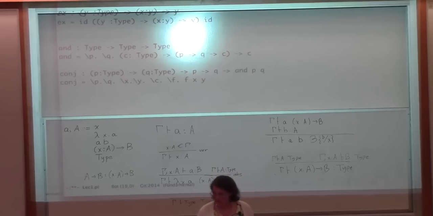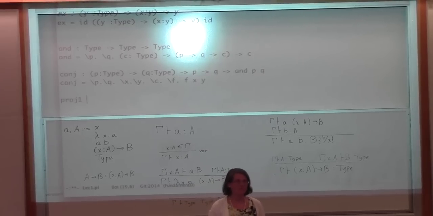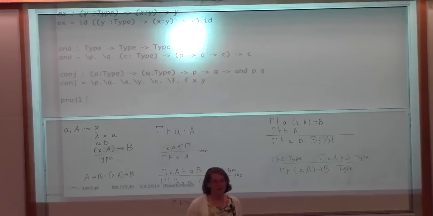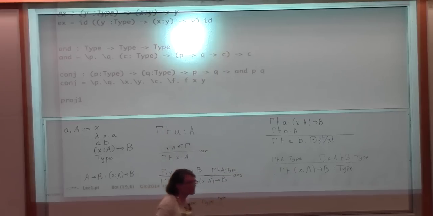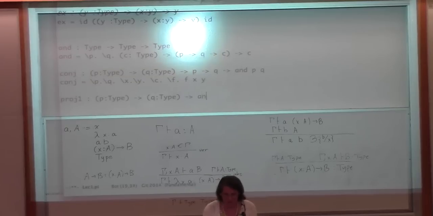Let's do an example of conjunction. With this encoding, we have a way of defining an AND type, of creating a conjunction. Now, proj 1 should look like this: give me two types, P and Q. Give me AND P Q, and then I'm going to take that AND, eliminate it, split it apart, and just give the first component. So we should be able to define proj 1 just using these definitions. So what is that?